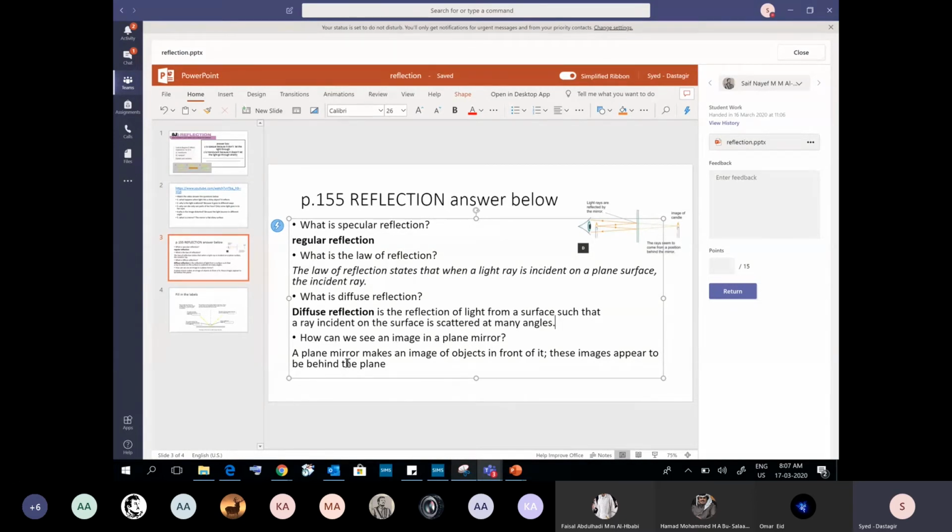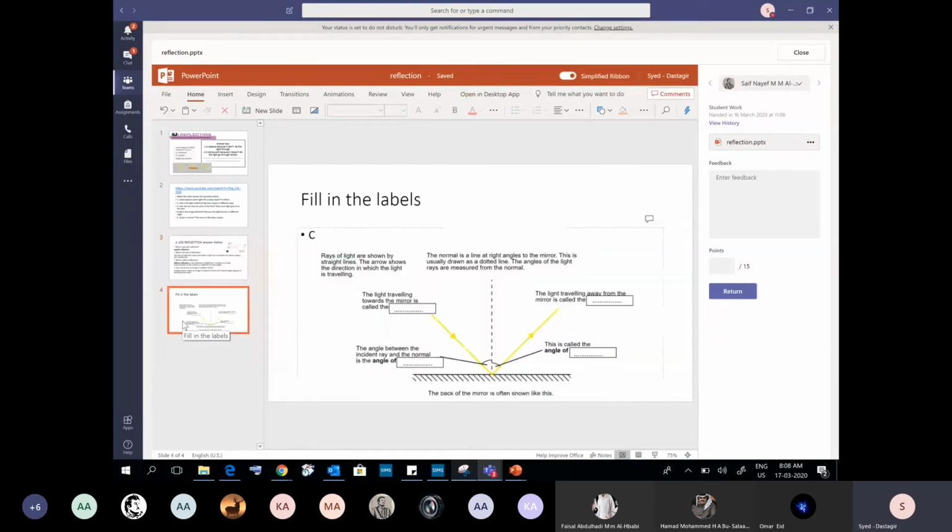How can we see an image in a plane mirror? A plane mirror makes an image of the objects in front of it. These images appear to be behind the plane, as you can see in the diagram. And you didn't do this part. You were meant to fill out this diagram, Safe. Okay, so I'm going to enter some feedback for him. Fill in the diagram on slide 4, and I'm going to return it back to him.